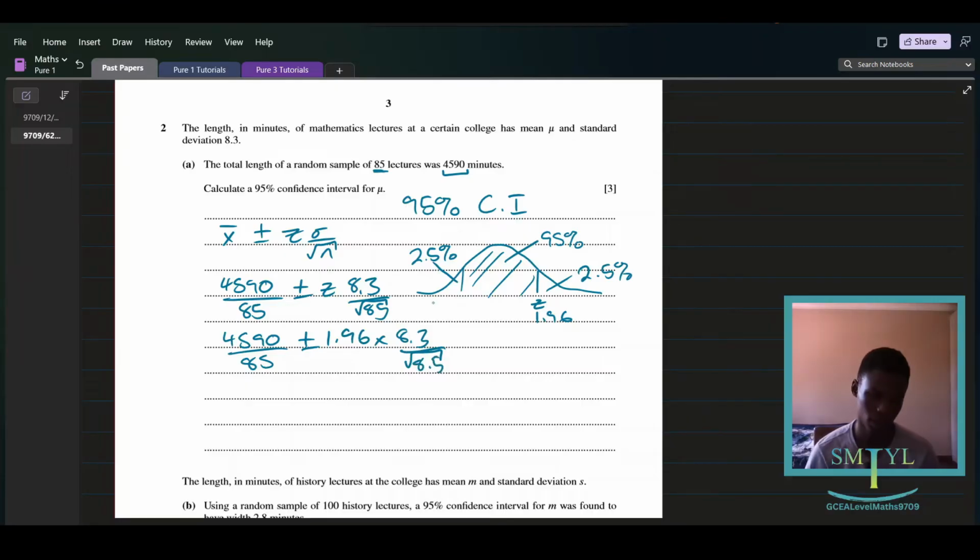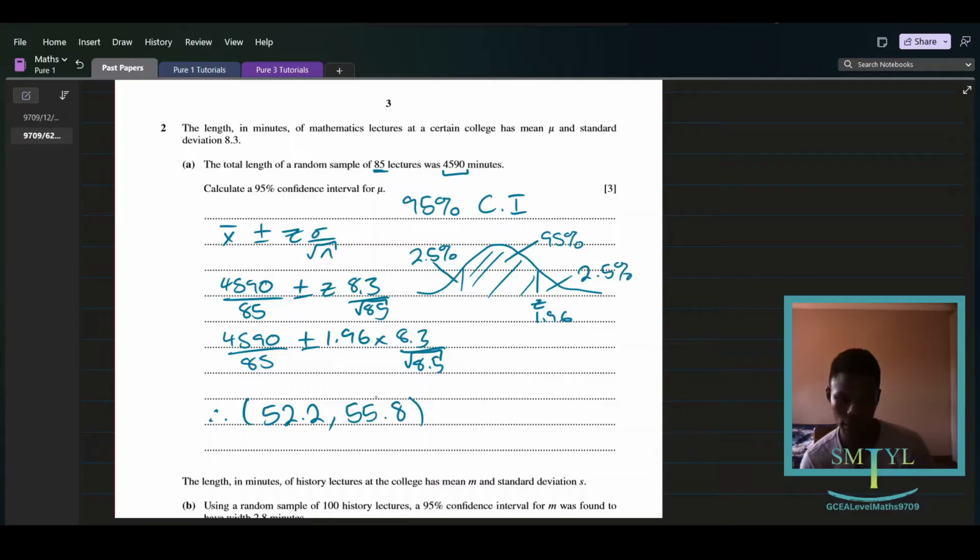Let's punch this into a calculator. So we've got 4,590 over 85 minus 1.96 times 8.3 over root 85, and that gives us 52.2. So the lower boundary is 52.2, and then the upper boundary would be 55.8.